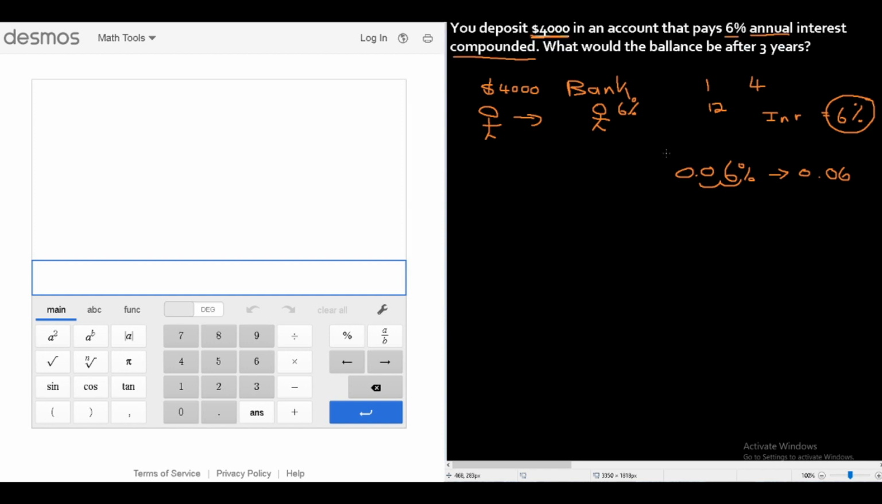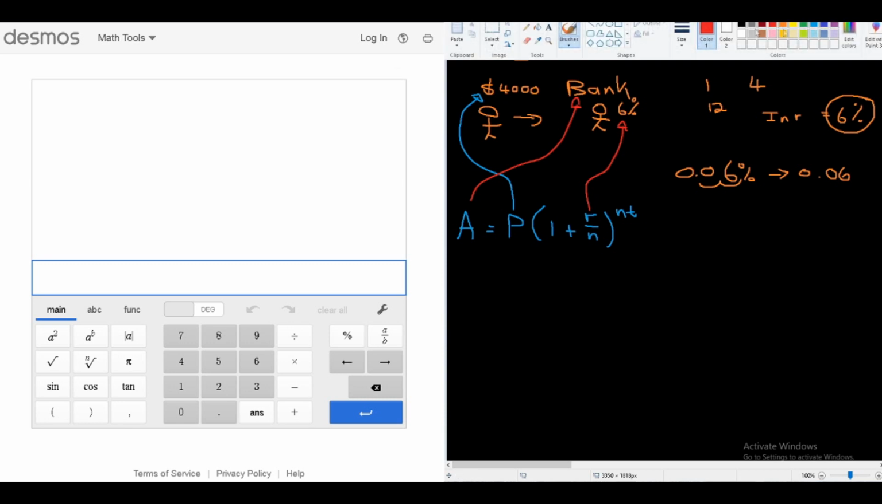Now, there's one formula we need to memorize. The formula will be A = P(1 + r/n)^(nt). P will be the money I go into the bank with. A will be the money I come out of the bank with. R will be the rate little Johnny tells me I can get if I put the money with him.